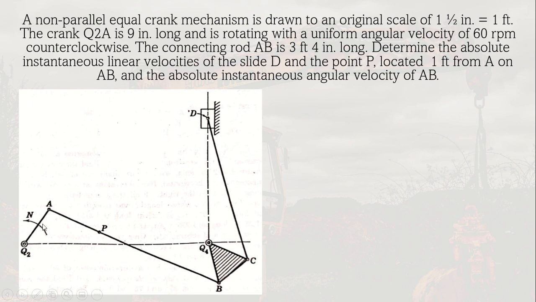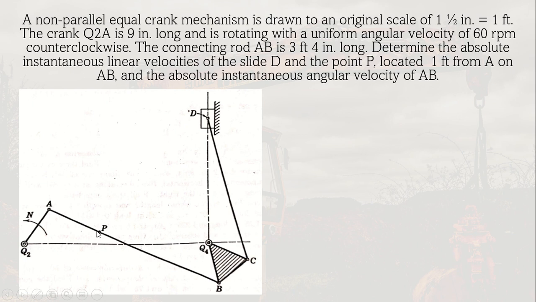and is rotating. So this is the direction of rotation with a uniform angular velocity of 60 revolutions per minute counterclockwise. So this crank is rotating counterclockwise. The connecting rod AB is 3 feet and 4 inches long. So this AB here is 3 feet 4 inches long. And we determine the absolute instantaneous linear velocities of the slider D. So we wanted to get the linear velocity of this point D, the slider D, and the point P.